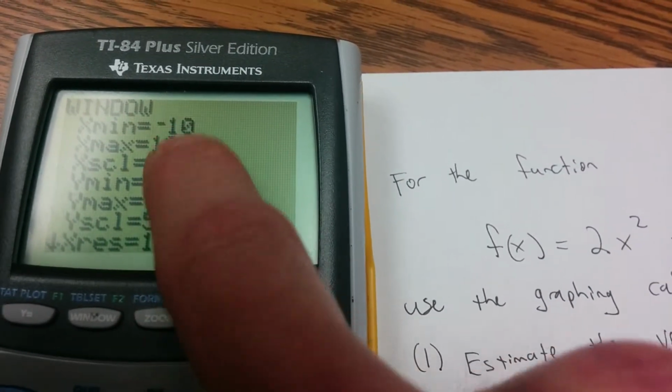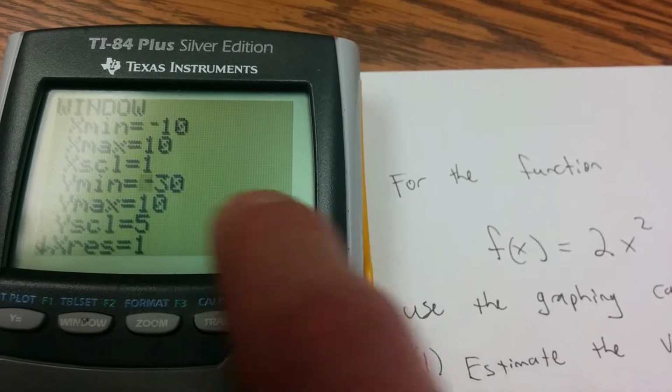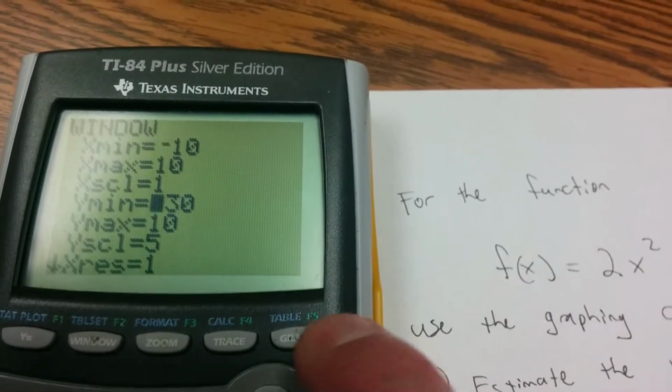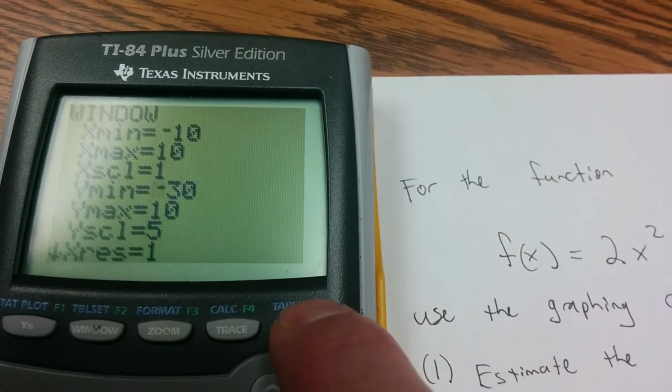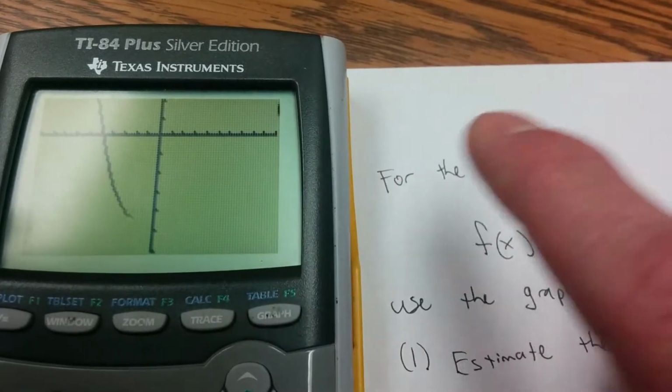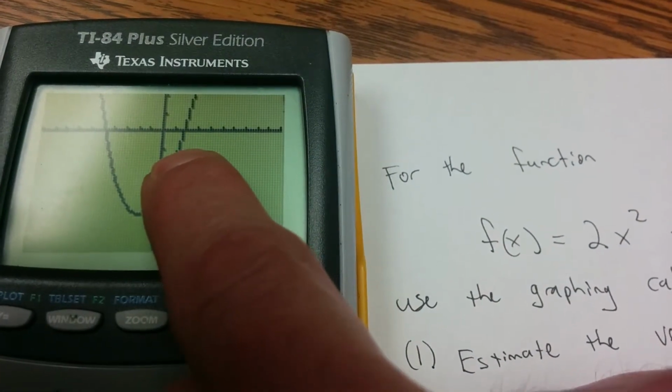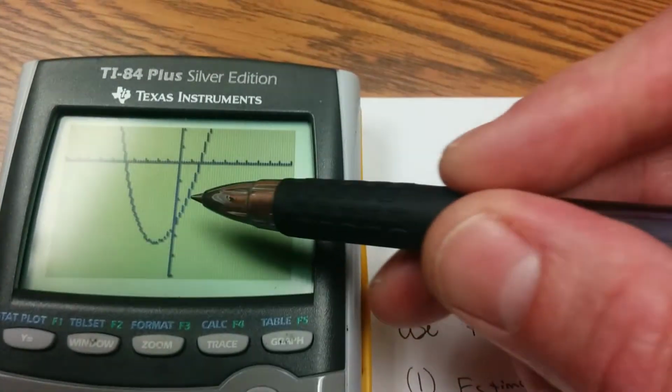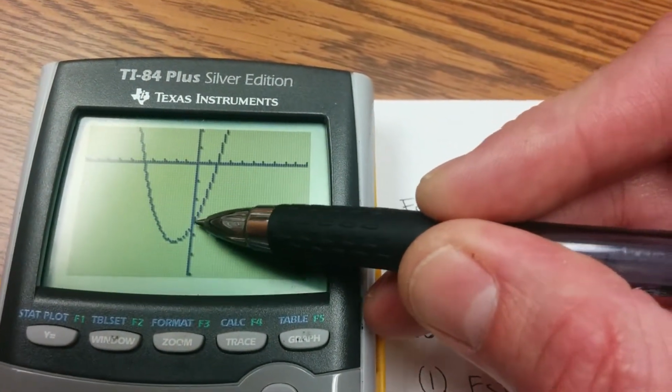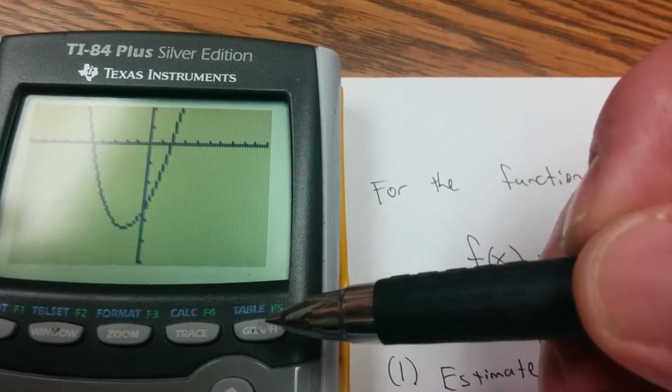You can also change the scale on the x-axis if you need to, and x-min and x-max. But I don't think we really need to do that at this point. So now when I go back, the graph's going to look a little bit clearer. On the y-axis, we're counting by 5. So right here, we've got negative 5, negative 10, negative 15, and so forth.